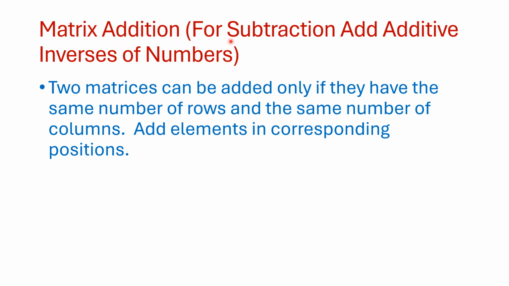Matrix addition, and for subtraction, add the additive inverses of numbers. So 2 matrices can be added if and only if the same number of rows and same number of columns exist for both, and you add elements in corresponding positions. If you want to subtract, it's okay.